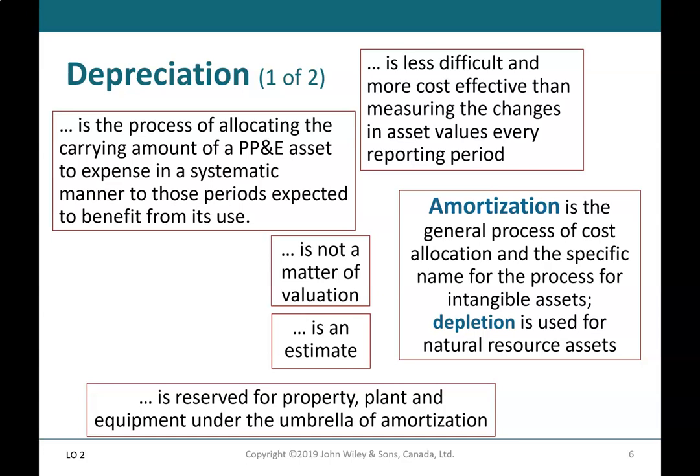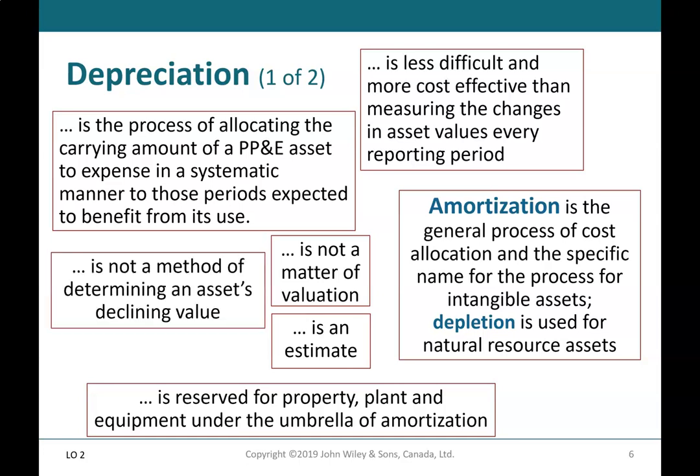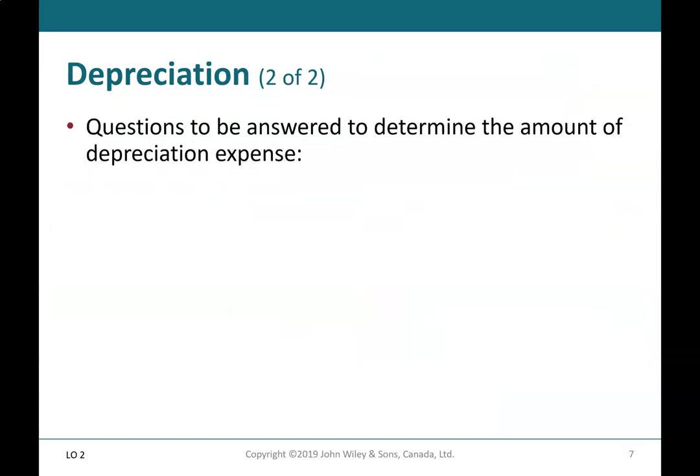period. Depreciation is reserved for property, plant, and equipment under the umbrella of amortization. And amortization is the general process of cost allocation and the specific name for the process for intangible assets. Depletion is used for natural resource assets. It is not a method of determining an asset's declining value.